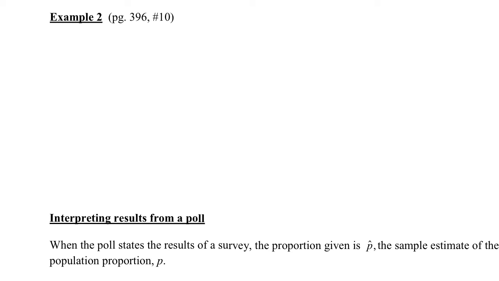So page 396, number 10, this is from the section 7.3 homework. It says, what is the minimal sample size needed for a 99% confidence interval? So let's write that part down. We've got a 99% confidence interval. And we have a maximum margin of error of 0.06. So E equals 0.06. And then part A says a preliminary estimate for P is 0.8.